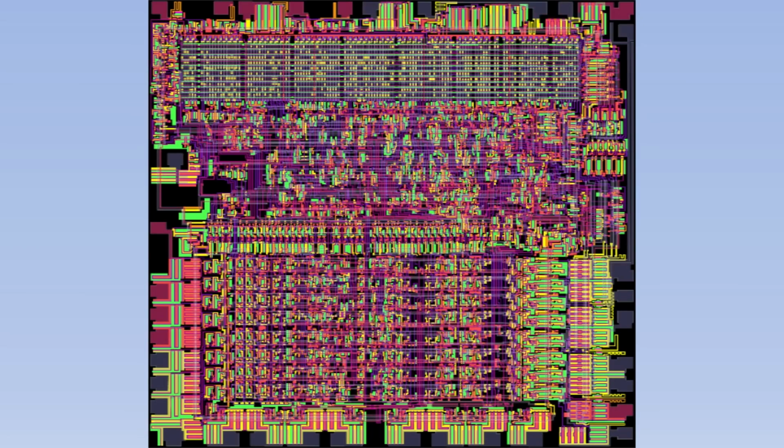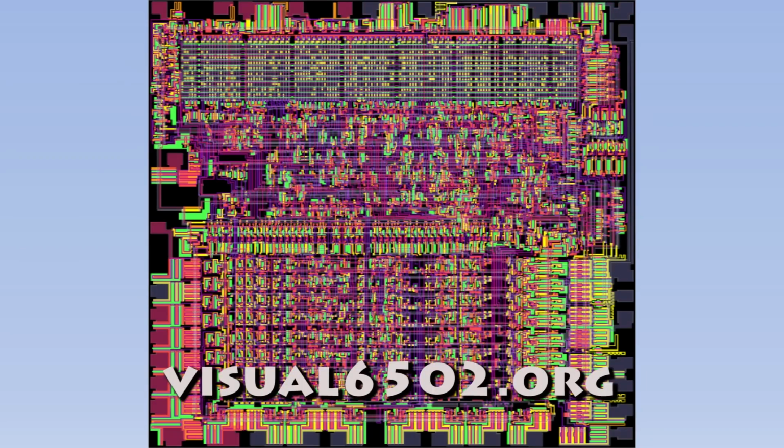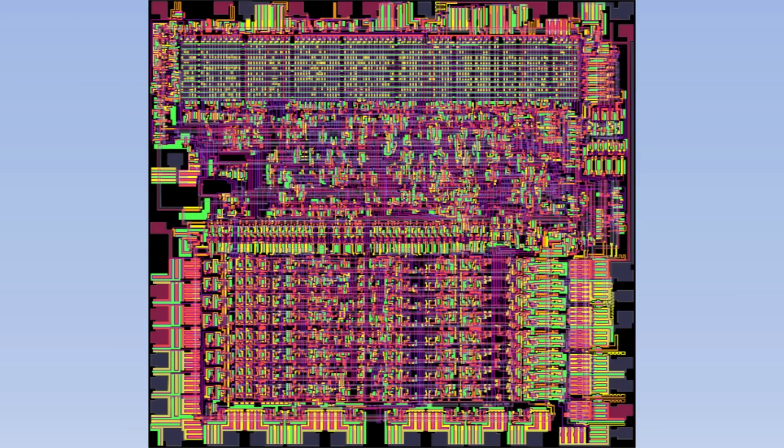This particular CPU is called the 6502 and was used in computers like the Apple II and the Commodore 64, as well as in the original Nintendo Entertainment System. This simulation of the 6502 can be found online at visual6502.org.